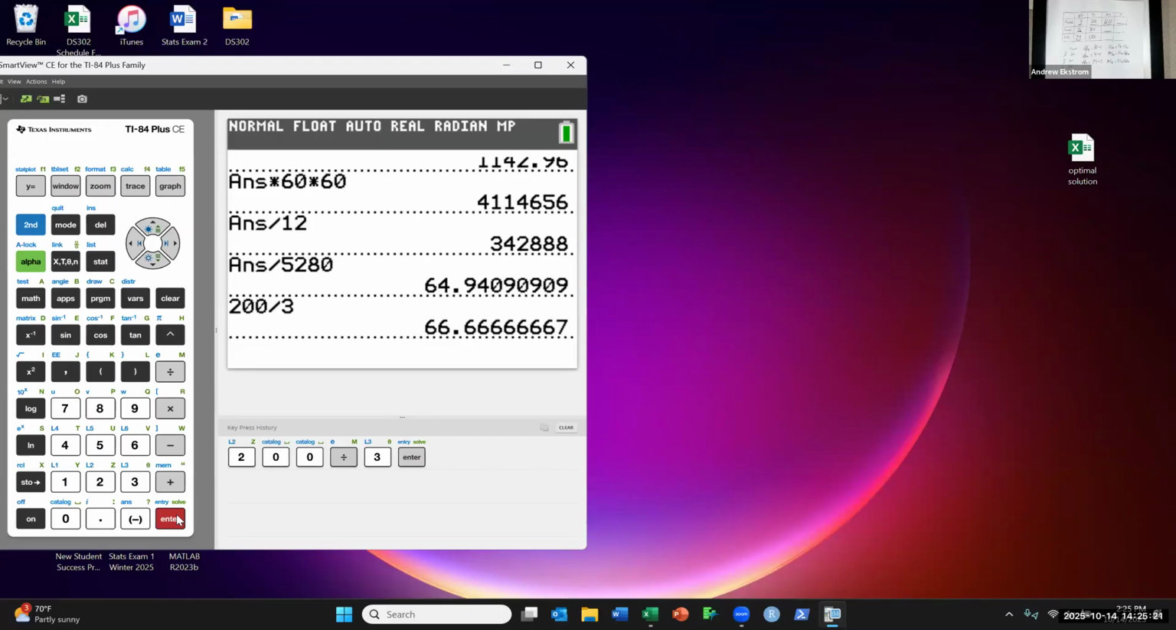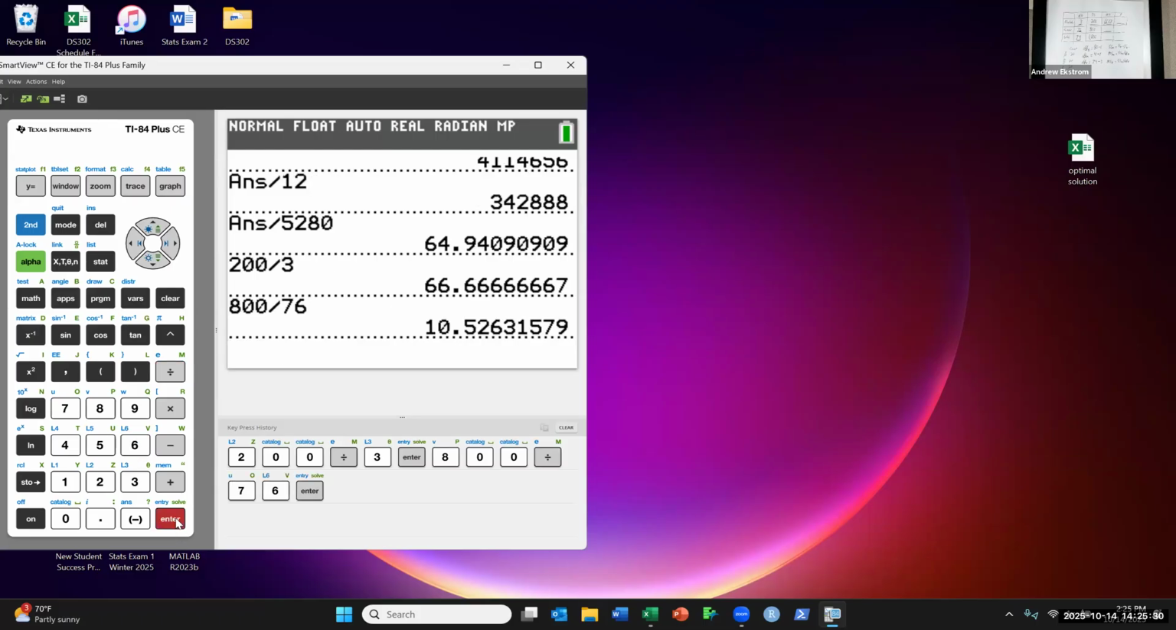Mean sum of squares for the error, 800 divided by 76. So this is going to give us 10.53. With mean sum of squares and the f-test, taking everything out to 2 or 3 decimals is going to be more than enough.